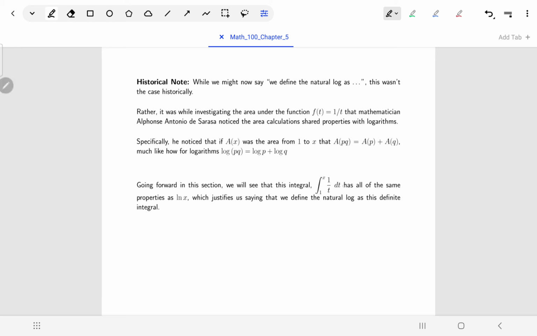So that's what we're going to do as well. We're going to start off with this as our basic definition for natural log, and we're going to show that it follows all the regular log properties that we would expect it to follow.